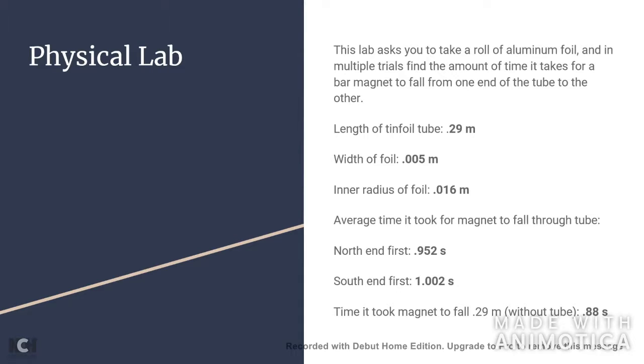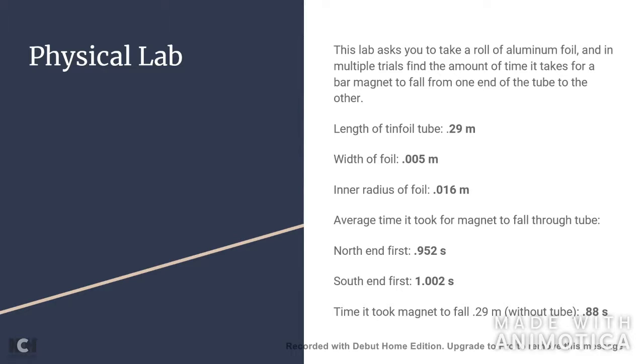This lab asks you to take a roll of aluminum foil and in multiple trials find the amount of time it takes for a bar magnet to fall from one end of the tube to the other. To measure this, I used my cell phone in slow motion and found the amount of time it took for the bar magnet to drop. Here are some of the physical measured values I took before starting my experiment.